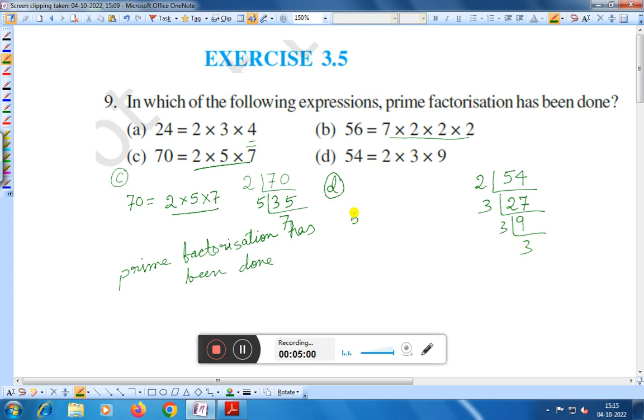Therefore 54 can be written as 2 into 3 into 3 into 3. Right? Here you see, in the question it is written as 2 into 3 into 9, but 9 can be written as 3 into 3. Therefore prime factorization has not been done in case of D.